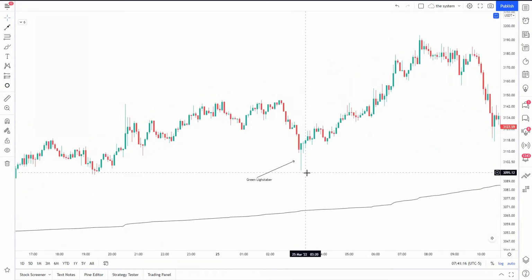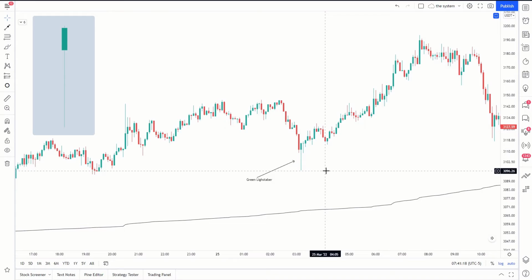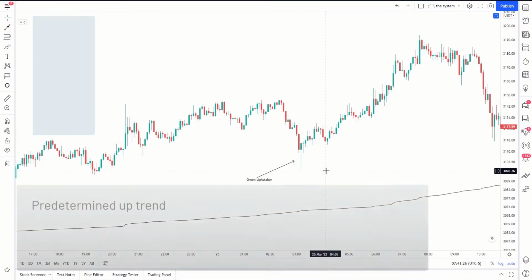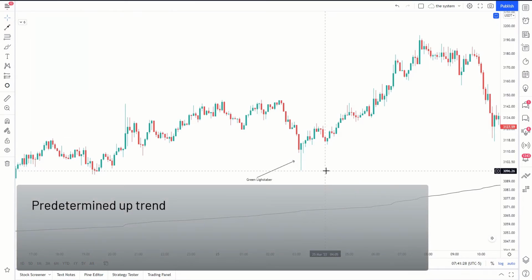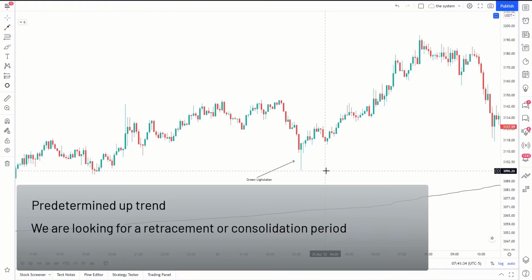If I zoom into the green lightsaber, you can see how it sticks out and how we have such a strong continuation after that. The few things that we needed to mark off before identifying this green lightsaber were, A, we needed a predetermined uptrend, which we have. We needed a retracement or consolidation period before the green lightsaber formed, which we also have. And then the wick of the candle is at least 3 times the size of the body.